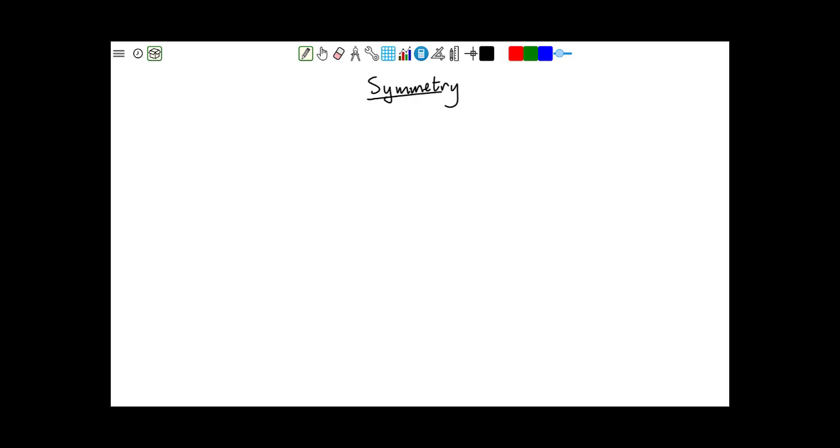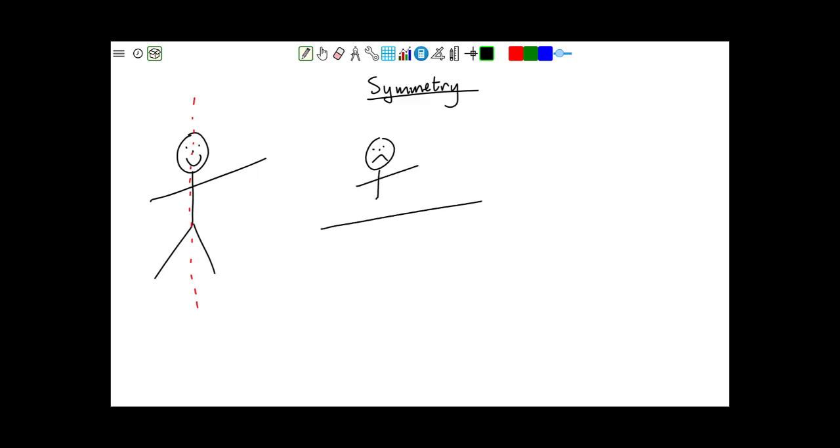Let's talk about symmetry. The average human is symmetric about an axis that passes through the middle of their bodies, from the top of their head down through the center of their torso. Now, it would be a weird thing to see if humans were symmetric about an axis that passes through the center of their torso. We don't have this kind of symmetry.